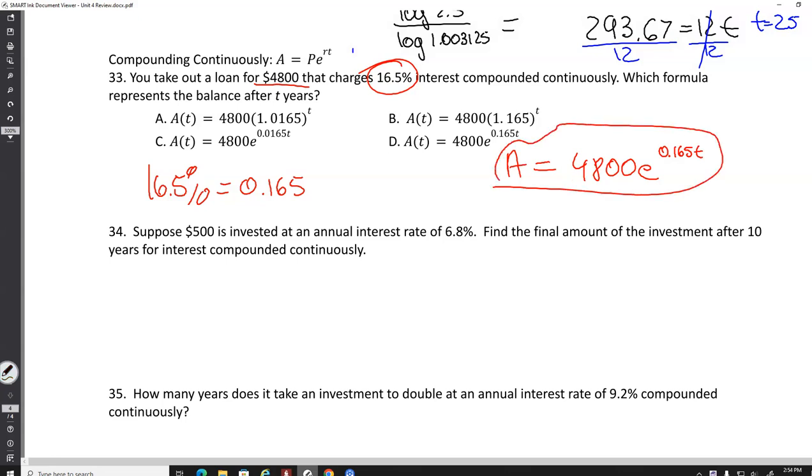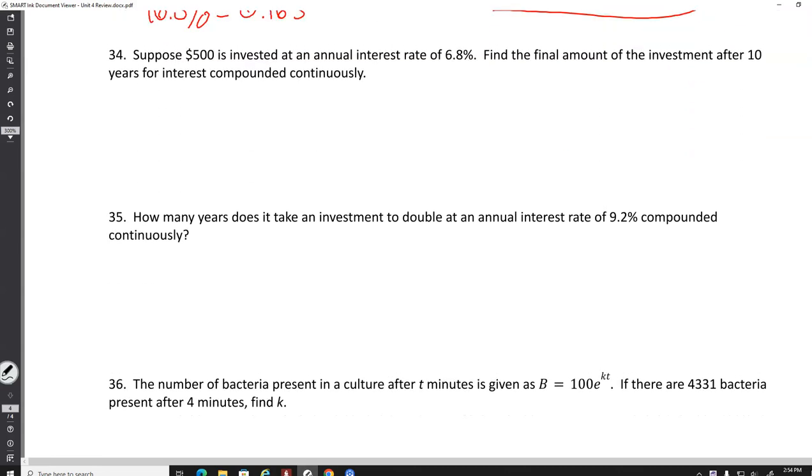So this is the formula. If we're looking at our answers, it is going to be D. It is not C because you have an extra 0 there for the percentage, and that is not correct. The correct answer is D. All right, and then moving on to number 34.